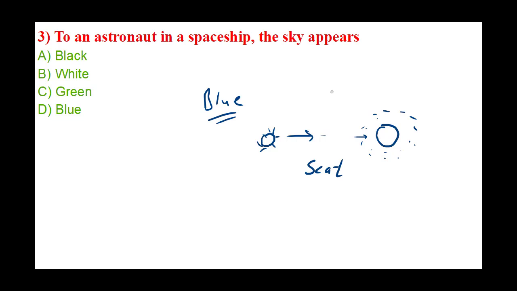Now a person who is on a spaceship has no atmosphere around them, so when sunlight comes towards that person, because there is no scattering of light, the sky appears to be black, because there is no atmosphere to scatter the light. So the answer is the sky appears to be black for an astronaut.